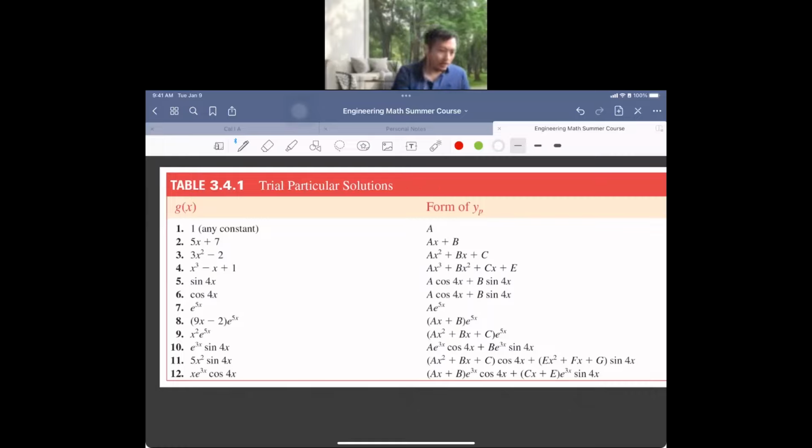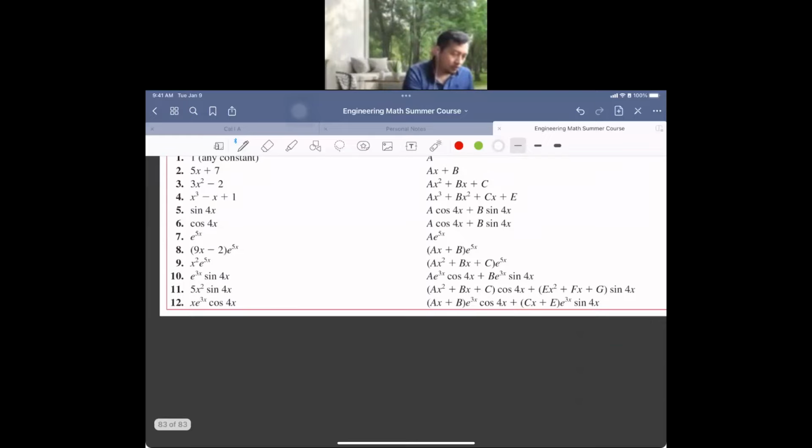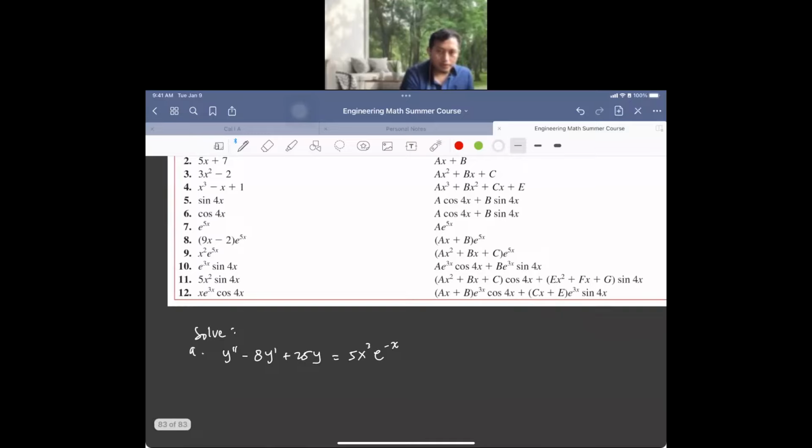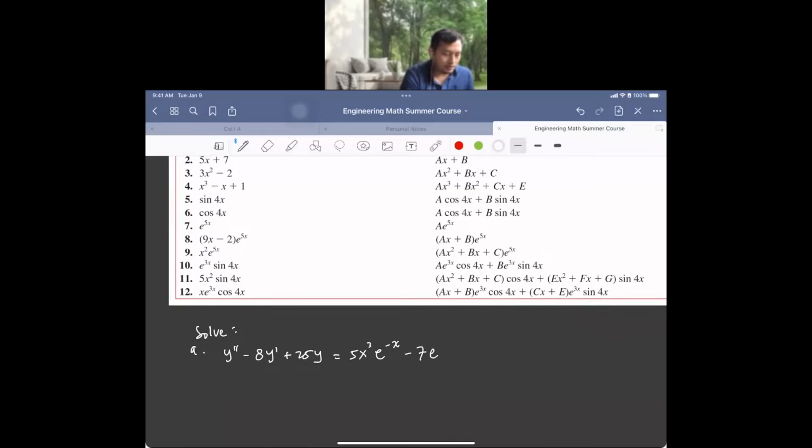Okay. Now, let's say we have a question on differential equations. Let's say solve. The first one is y double prime minus 8y prime plus 25y equals 5x cubed e to the power of negative x minus 7 e to the power of negative x. Okay.